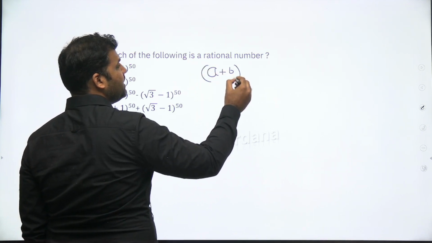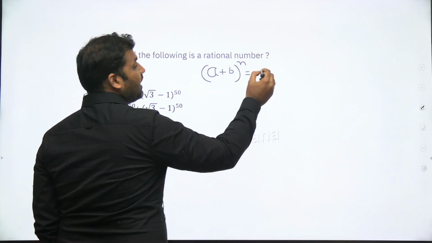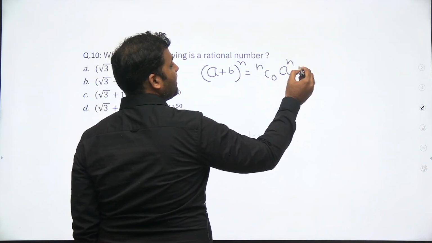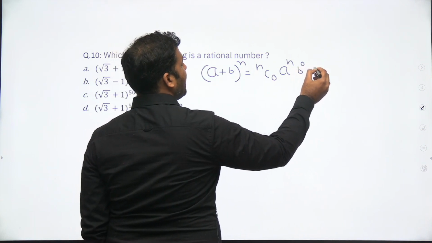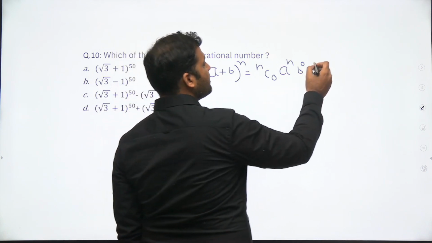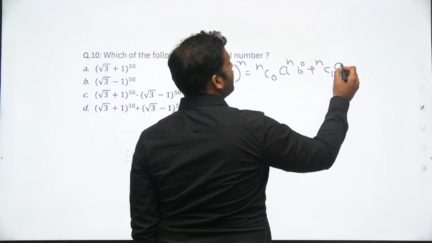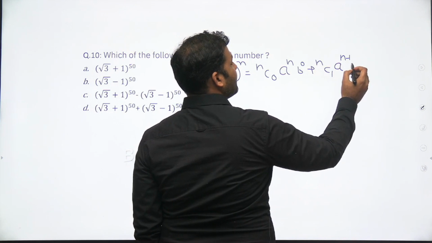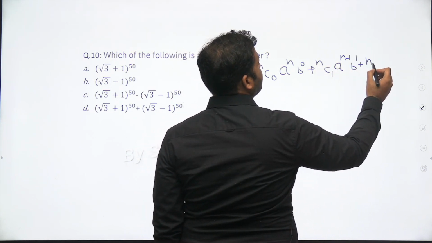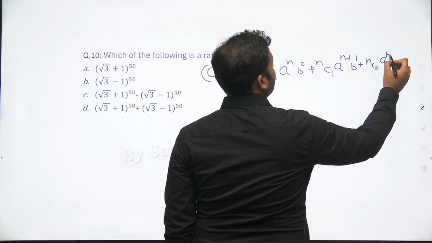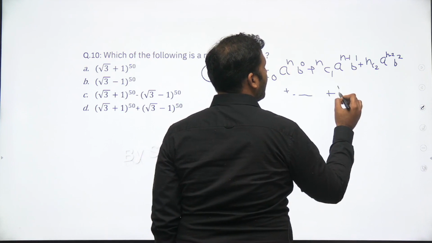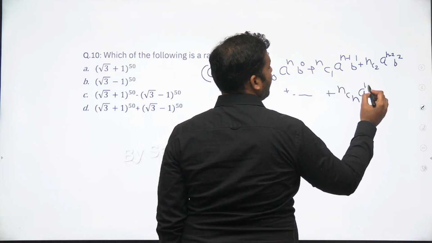That (a plus b) raised to power n is equal to nC0 a raised to power n b raised to power 0. I'll give you the derivation of this binomial expansion in my upcoming video. We'll discuss that in detail. Then plus nC1 a raised to power n minus 1 b power 1, plus nC2 a raised to power n minus 2 b raised to power 2, and so on up to nCn a raised to power 0 b power n.